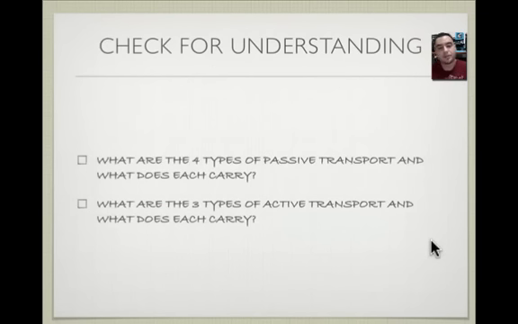Check for understanding. So again, what are the 4 types of passive transport, and what does each carry? What are the 3 types of active transport, and what does each carry?